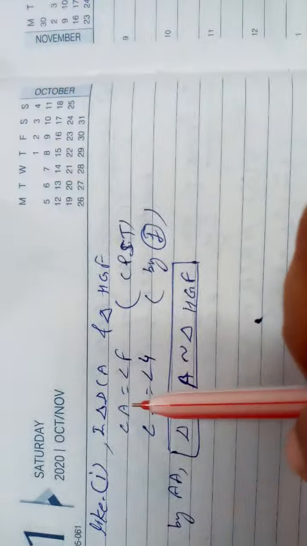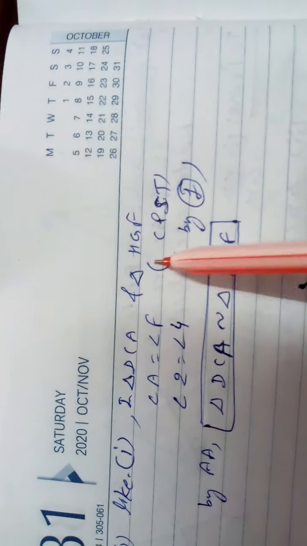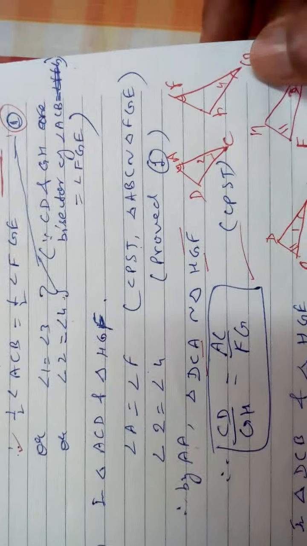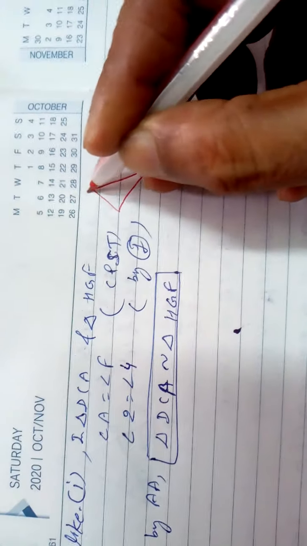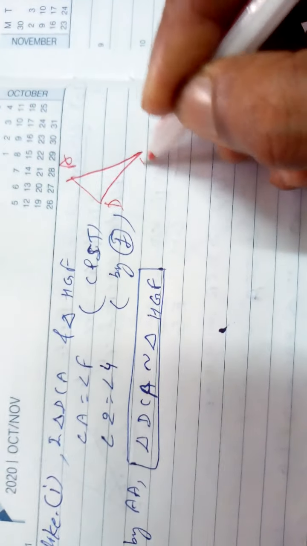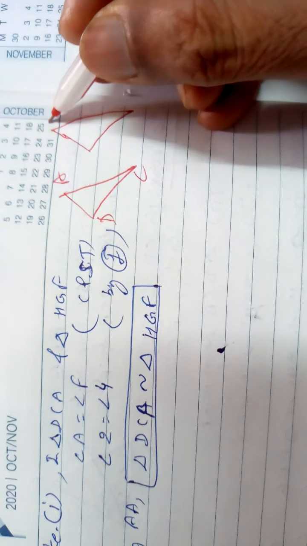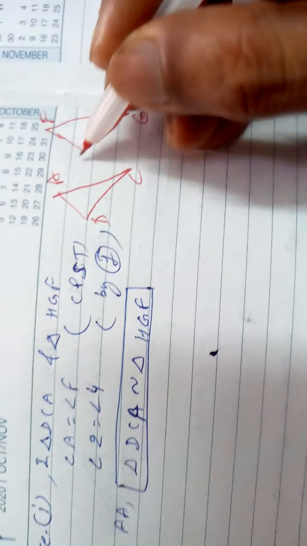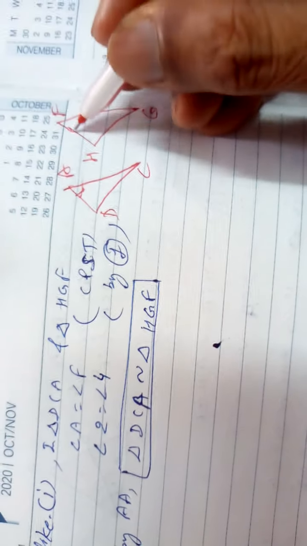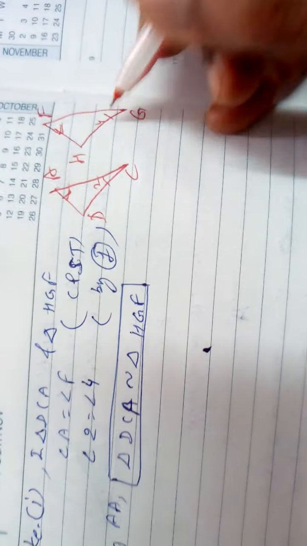And the third part of this is the same as what I have proved in the first part. DCA and HGF, which I have proved in the first one. ADC and FHG. ADC and FGH. This angle is equal to this, and angle 2 is equal to angle 4.